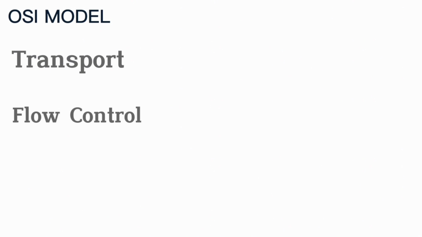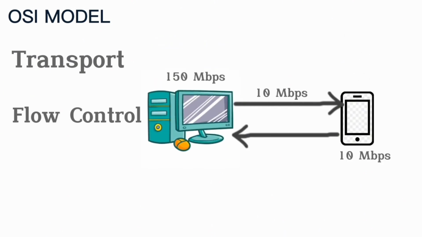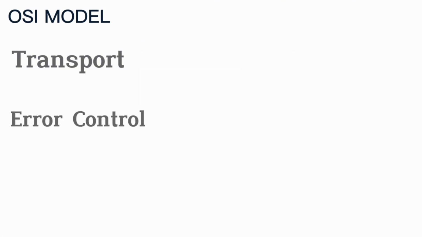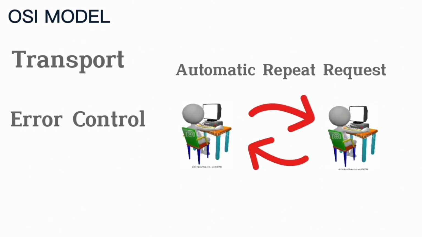In flow control, it controls the amount of data being transmitted. An example is the amount of data that a sender can transfer in Mbps and the amount of data that a receiver can receive. The transport layer controls the data being sent and received in different devices. Error control: when data is not received, it uses automatic repeat request to retransmit the corrupted or missing data.